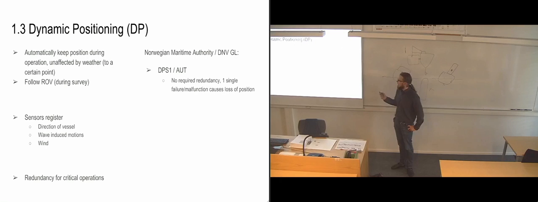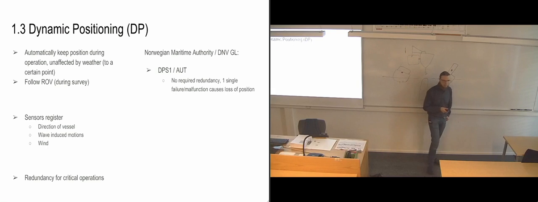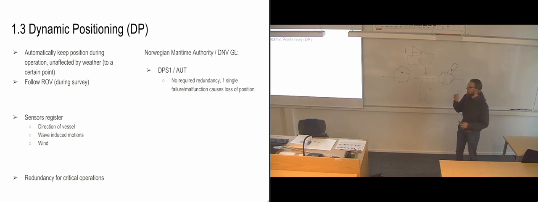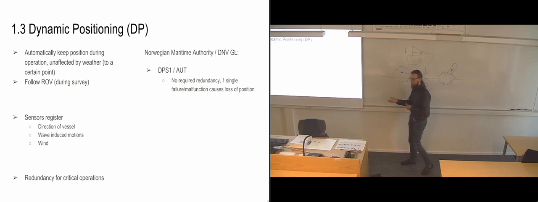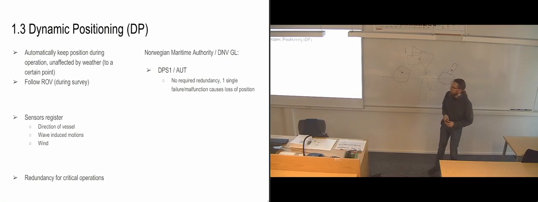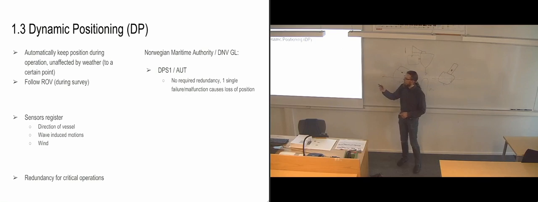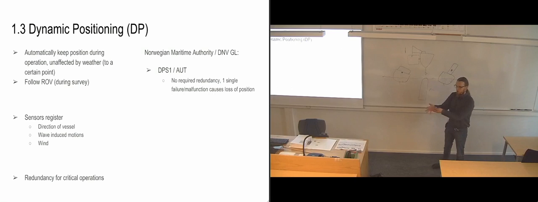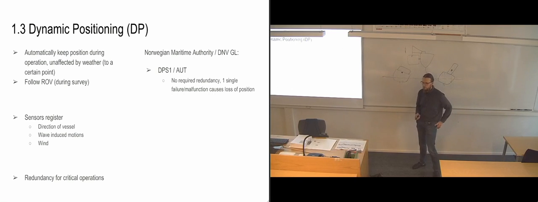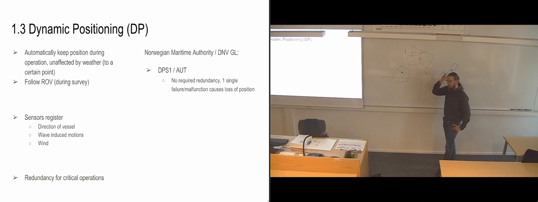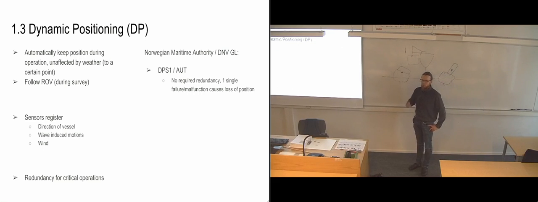But with DPS1 or AUT, there is no required redundancy, which means that if you have one single failure or malfunction, you're going to lose your position. So if one thing breaks, you're going to lose your position, which also means that you're not going to use a DPS1 system in a very critical situation, where you're close to something else where you could potentially drift into it and cause an accident. You only use DPS1 when it doesn't really matter all that much if you stay in place or not.